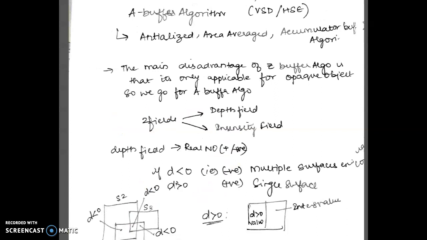Next is the A buffer algorithm. In the A buffer algorithm, the A stands for anti-aliased, area averaged, or accumulator buffer algorithm. So these are the other names for the A buffer algorithm. The main disadvantage of the Z buffer algorithm was that it was only applicable for opaque objects. In this method, it can be applied for opaque, transparent, and translucent objects also. So this is an extension of the Z buffer algorithm.